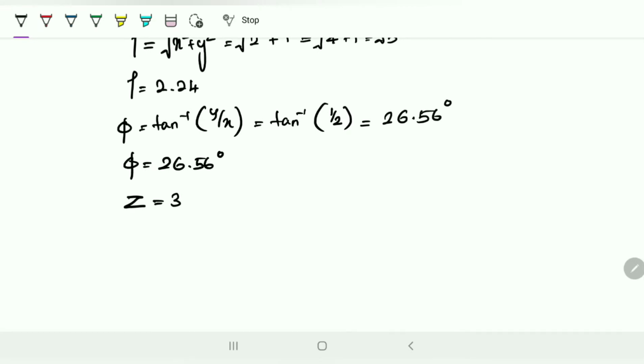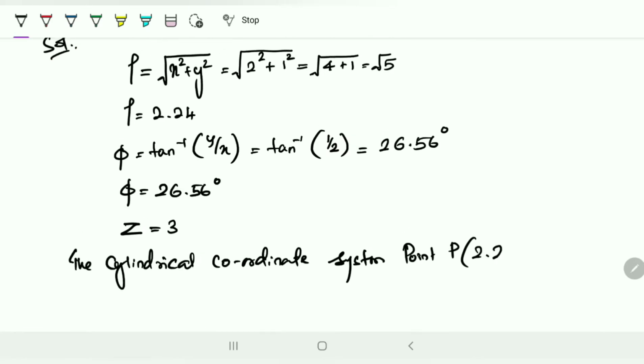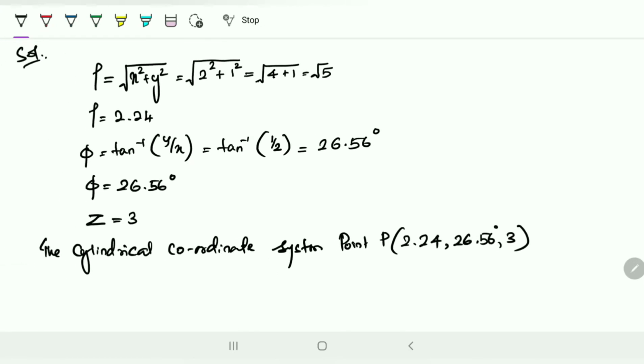So now we can list out the answers here. The cylindrical coordinate system point P is given as (2.24, 26.56 degrees, 3). So this is the answer for this question.